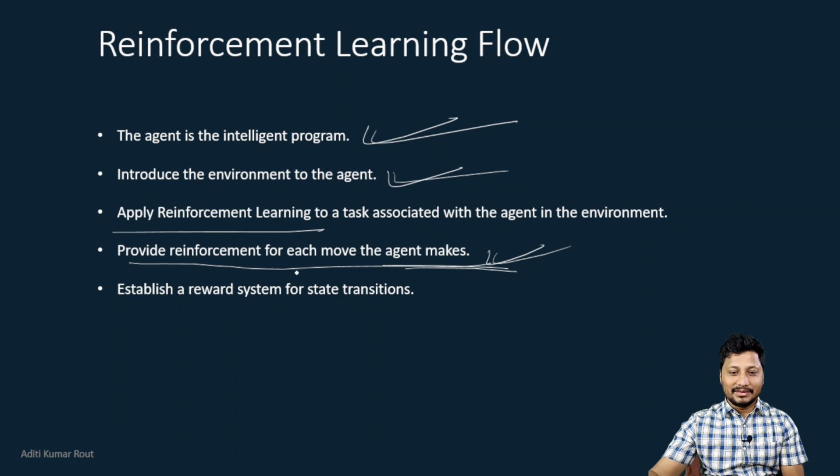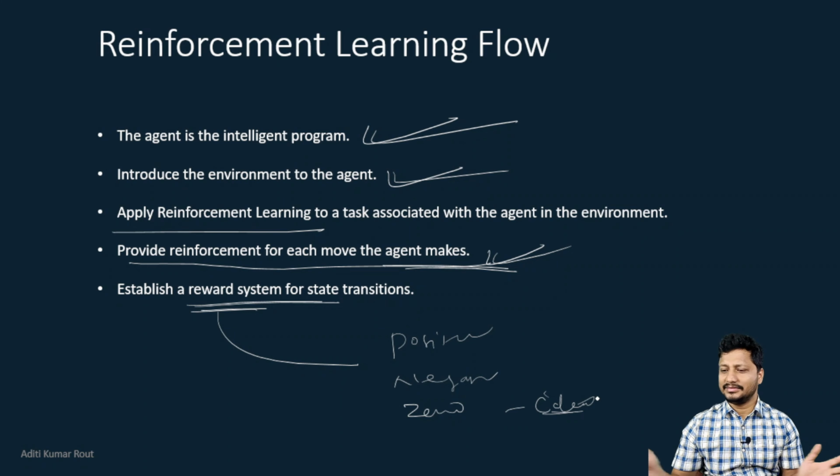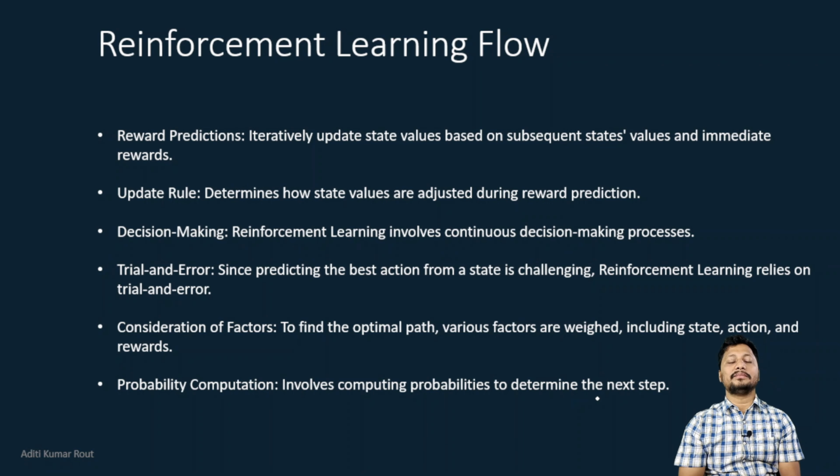Then, establish a reward system for a state transition. So what exactly does that mean? The reward system may be positive, that means reward, or negative, that is punishment, or 0, which in the ideal scenario means no change compared to the previous step, right? So at some point I still want to highlight some basic points here.